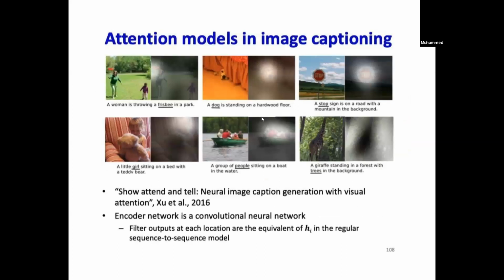Here also, attention models have been used on images, it doesn't only work on text. Here you can see from an image, it is generating a caption. And when it was generating the caption word frisbee, the attention model highlighted the location of the frisbee in the image, which is pretty cool. And you can see here when it was generating the word dog, the dog in the picture was highlighted, and so on and so forth.